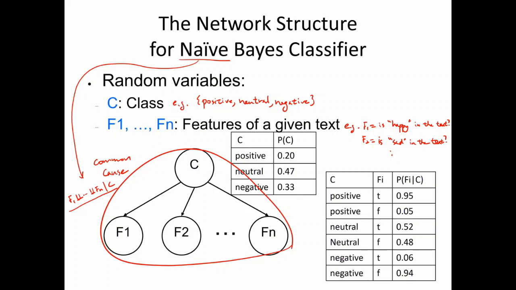For any given piece of text, the probability of it having positive sentiment is 20%, neutral is 47%, and negative is 33%. The probability of each fi given C is as follows. Okay, perhaps this is a good table for F1. So given that the sentiment is positive, there's a 95% chance of it containing the word happy. And if the text has negative sentiment, then it has 94% chance of it not containing the word happy. Okay, realistically, 95 and 94 are too big. So this is a very exaggerated example, but nonetheless, you get the point here.